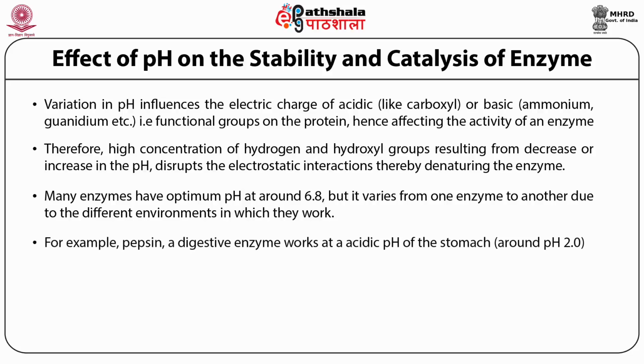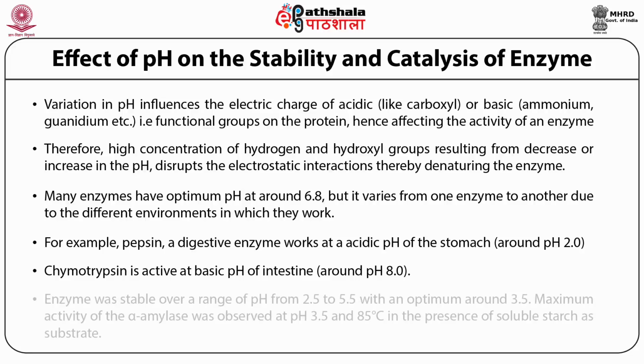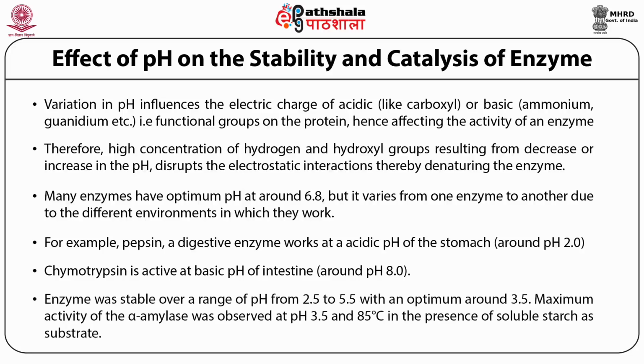For example, pepsin, a digestive enzyme, works at the acidic pH of the stomach. Chymotrypsin is active in the basic pH of the intestine, and enzymes are stable over a pH range from 2.5 to 5.5, with the optimum activity around 3.5 if it is an acidic enzyme, and maximum activity of alpha amylase is 3.5 in the presence of soluble starch.